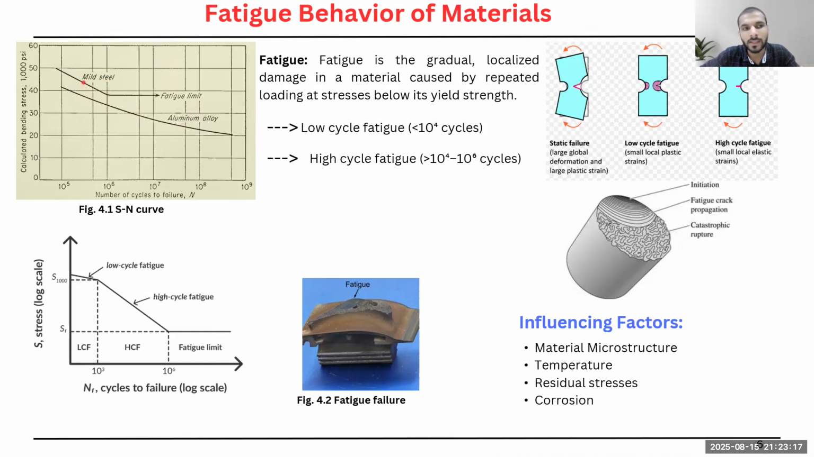And you can see this mild steel can show a fatigue limit, but the non-ferrous metals like aluminum can undergo an infinite number of cycles, and eventually it will fail. So there are two types of fatigue. One is low cycle fatigue and another one is high cycle fatigue. Here I already mentioned it.